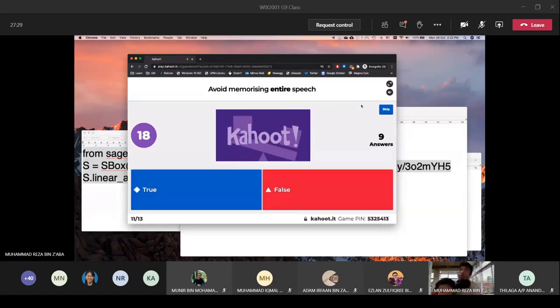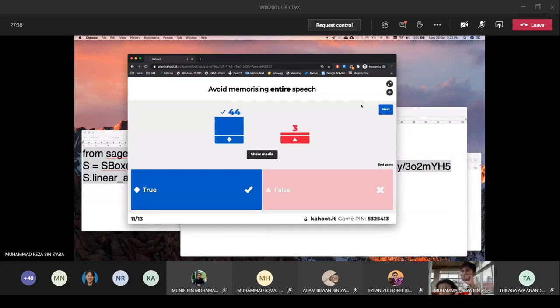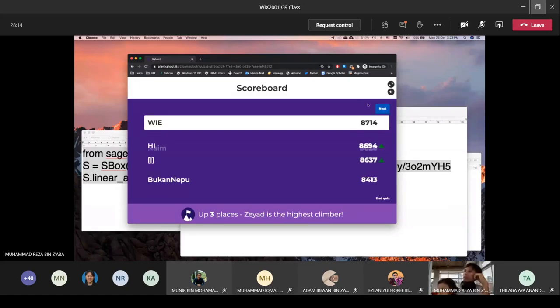Avoid memorizing the entire speech. Is it true or false? Should we avoid memorizing an entire speech? Yeah. Because if you forget some lines, it may disrupt your entire speech. You should internalize your speech, but instead you are just memorizing the speech. So if you forget some lines, you may interrupt your speech. So if possible, avoid memorizing the entire speech.